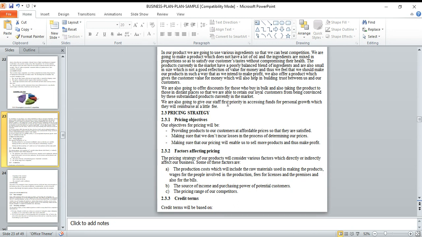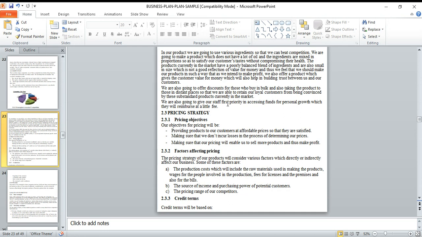So for instance, for me, I've used different ingredients, then offer discounts. Also, we are going to offer consultancy, and give our staff the first priority in accessing funds for personal growth. You see, that's how for us, for this business, cakes or bakeries will beat their competitors.